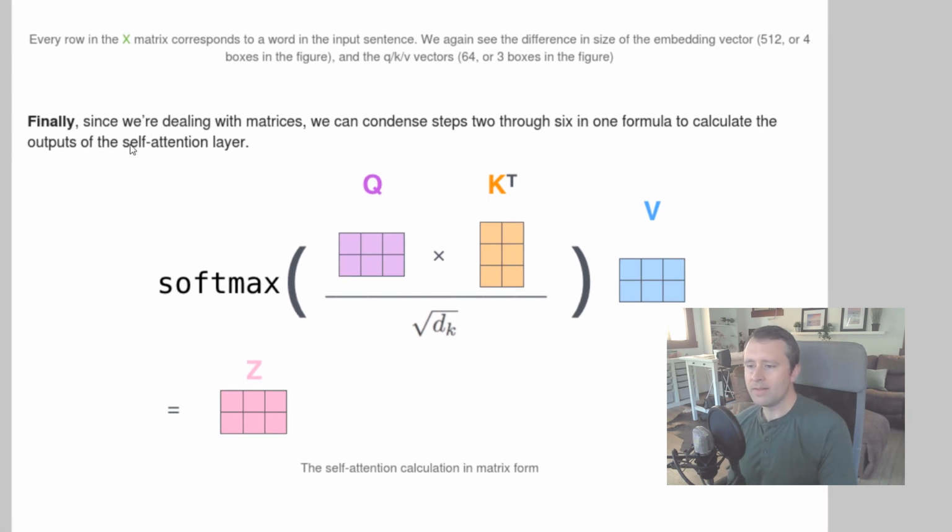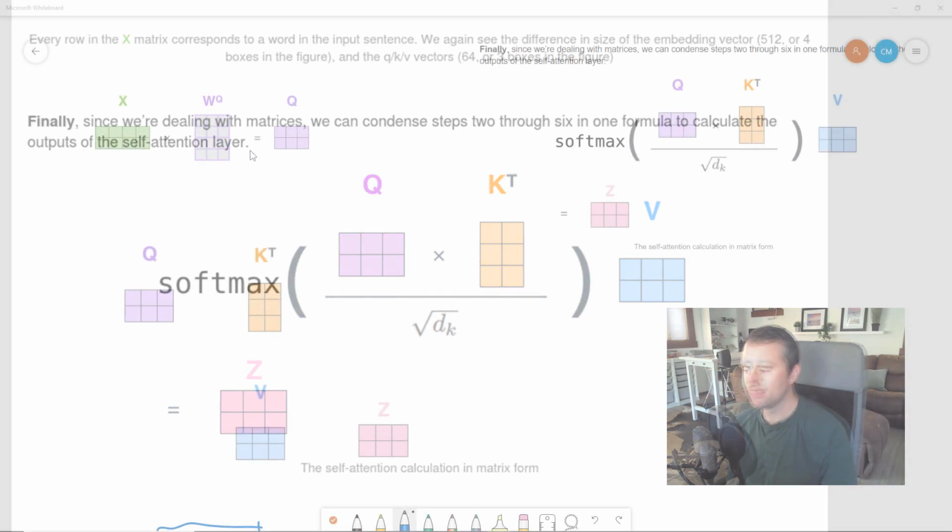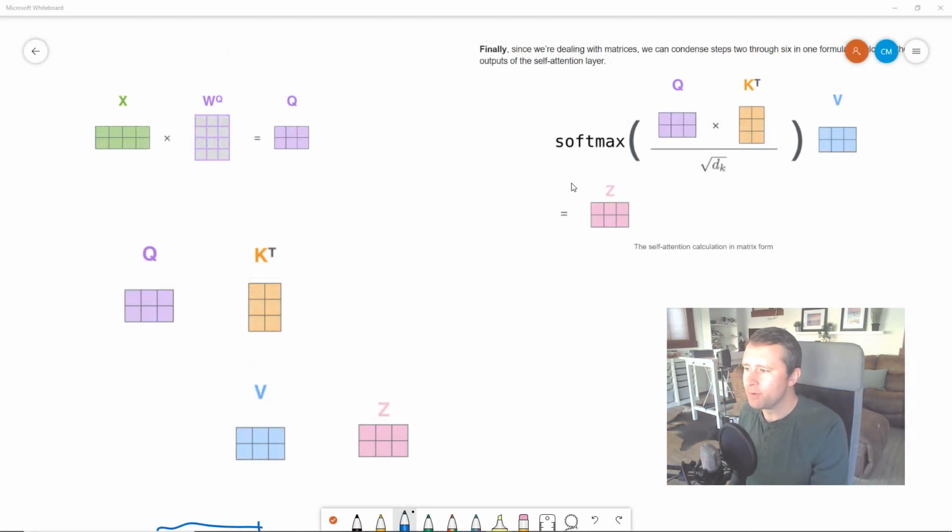Okay. Finally, since we're dealing with matrices, we can condense steps 2 through 6 in one formula to calculate the outputs of the self-attention layer. Now, I tried going through Jay's condensed illustration here, but it just didn't work for me. I needed it expanded a little bit more. So let's talk through the steps a little more carefully. He does say that this equation condenses steps 2 through 6. So that leaves out step 1. And step 1 was to perform the projections.